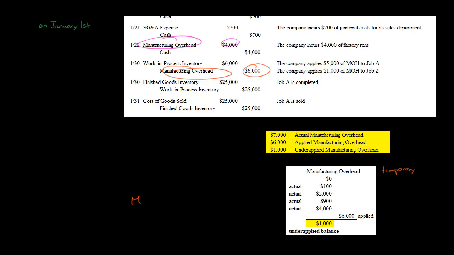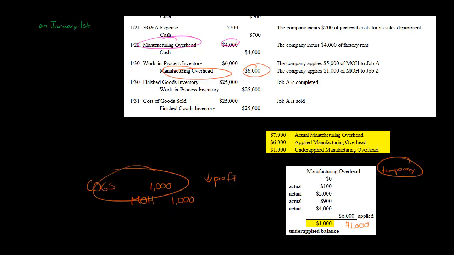And one way to do that, if we just credit manufacturing overhead for $1,000, now we have to debit something. So one thing you could do is just debit cost of goods sold. You just debit cost of goods sold for $1,000, which will obviously reduce your company's operating profit. So operating profit will go down by $1,000. And then we've credited the manufacturing overhead, so we've zeroed out this account.